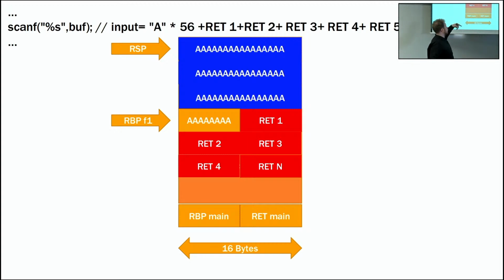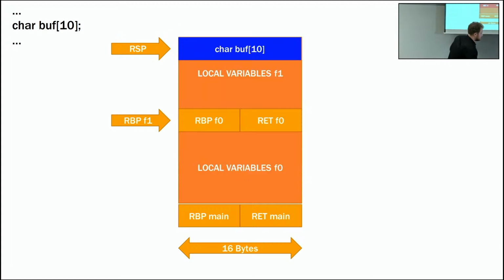And we overflow that. So basically there's a vulnerable call somewhere in the code, scanf %s, and we put on the stack a few A's for padding, and then when we reach the return address, we put on some addresses. Basically, I've put here ret 1 to 5, and what happens next?